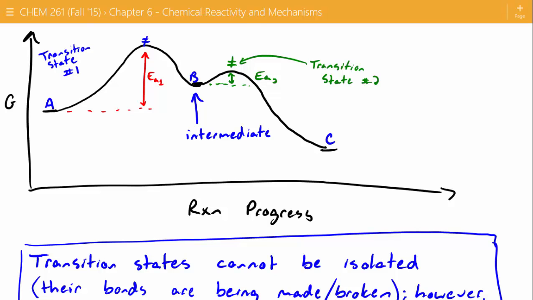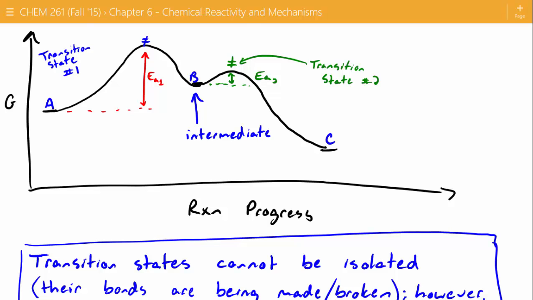So the Hammond postulate is basically just saying your transition state's going to more closely represent the intermediate, the starting material, or the product that is closest in energy. It's nothing earth-shattering, but it does make a good assumption when you're talking about chemical reactivity. We're talking about this in terms of generic reactivity right now. It'll make a lot more sense when we actually see specific reactions applied to the Hammond postulate, but I did want to introduce it to you.